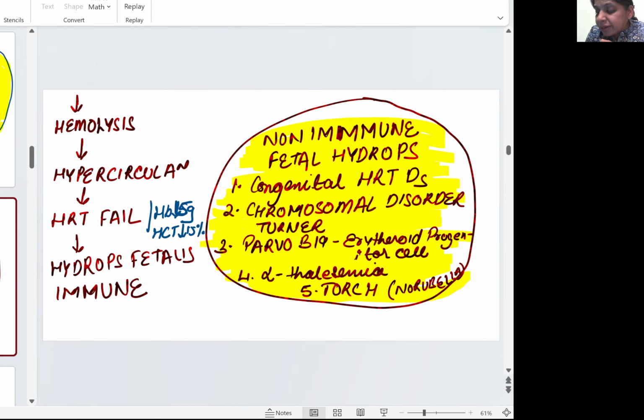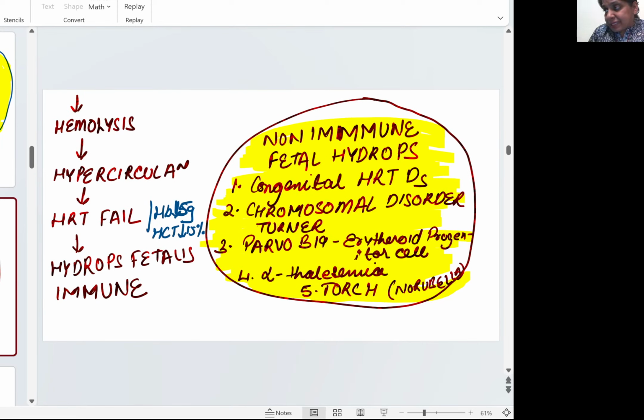Yes, Dr. Isra, it is right. Mom forms anti-RH antibodies. Right, very good. So hemolysis will occur, and there will be hypercirculation. The heart of the fetus will fail, leading to hydrops fetalis. This was the example of immune fetal hydrops. Okay. What are the causes of non-immune fetal hydrops?